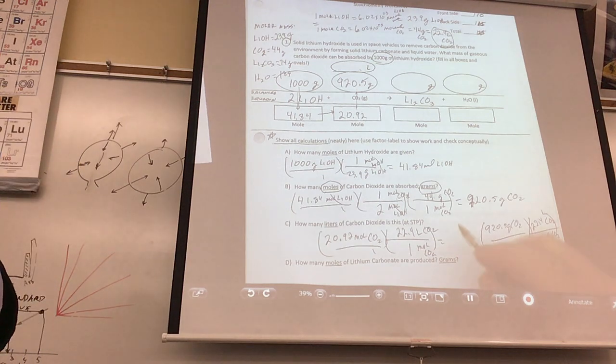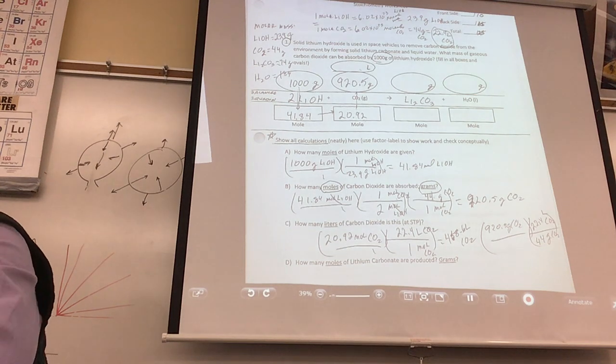What do you have for the answer here? I got 468.6. Is everybody getting that or not? What are you getting? Did you get that? I got 468. If you got 468, you're fine. There's a little bit of rounding involved, isn't there? All right, what do you think?